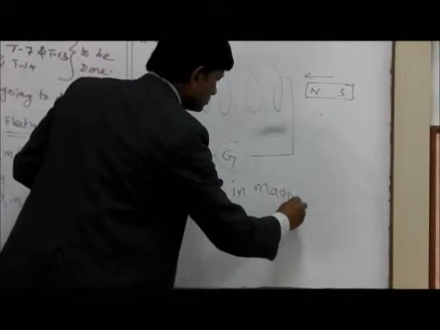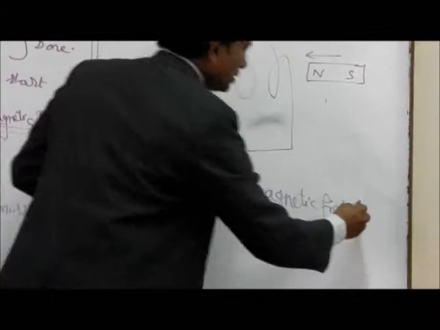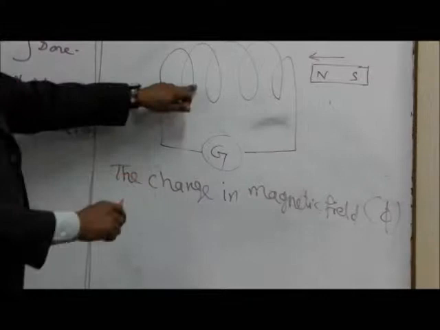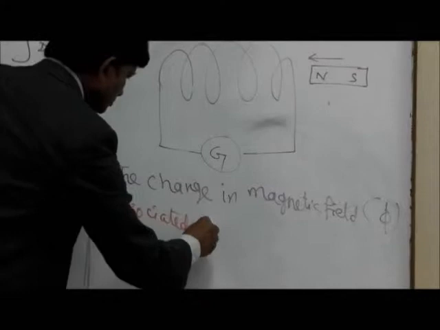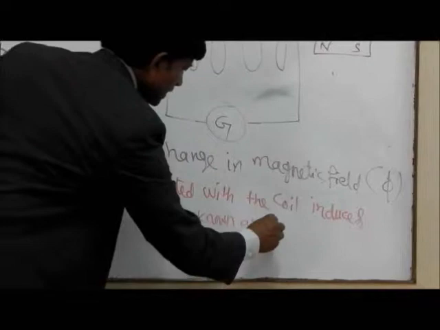Correct. They write it in the form of a coil: the changing magnetic flux associated with the coil induces a voltage known as EMF. What is the full form of EMF? Electromotive force. So voltage, the maximum PD, right? Yes, maximum PD. So this is nothing but induced voltage.